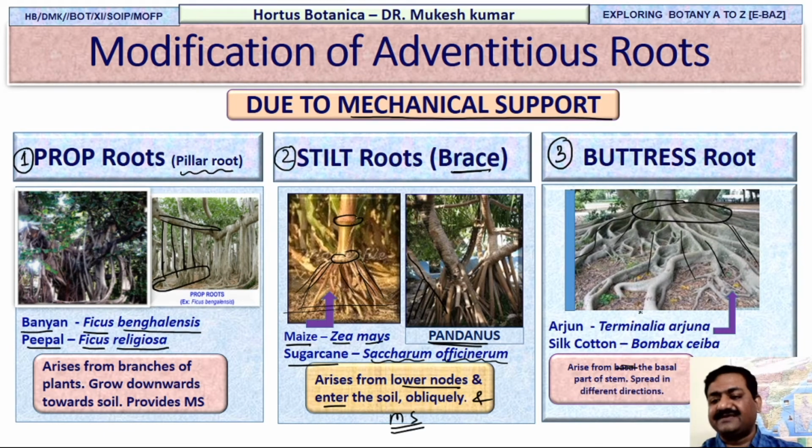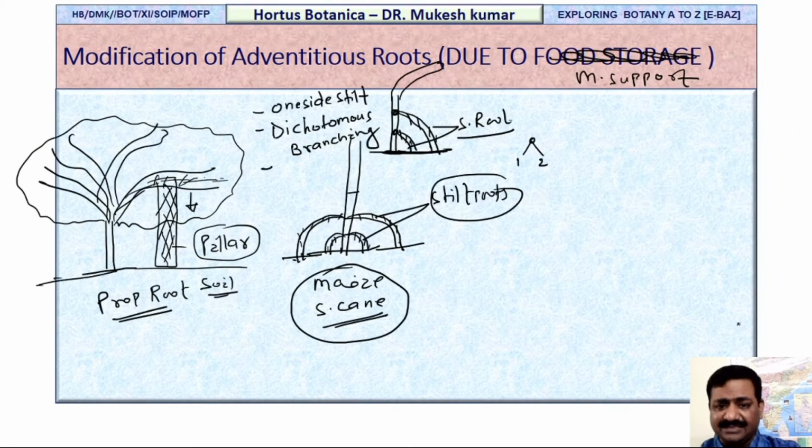You can see it very commonly in the Arjun plant, Terminalia arjuna, and silk cotton also, Bombax, very common plant. Arjun is a very common plant. You can find how the buttress roots are found to provide mechanical support.